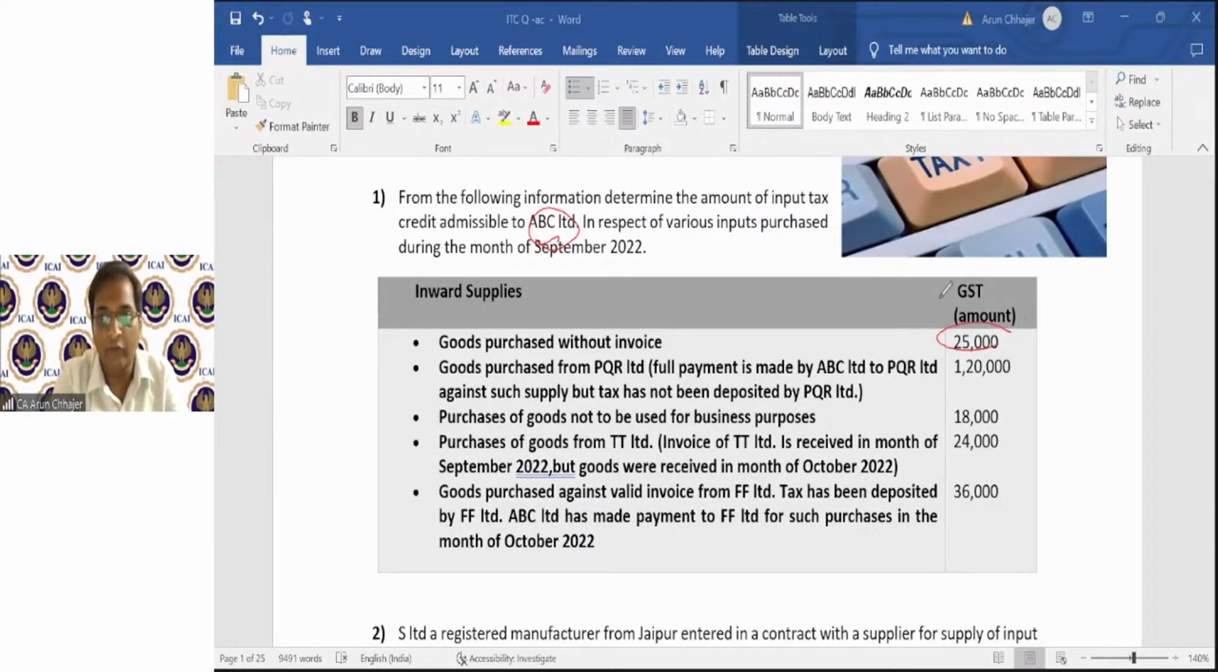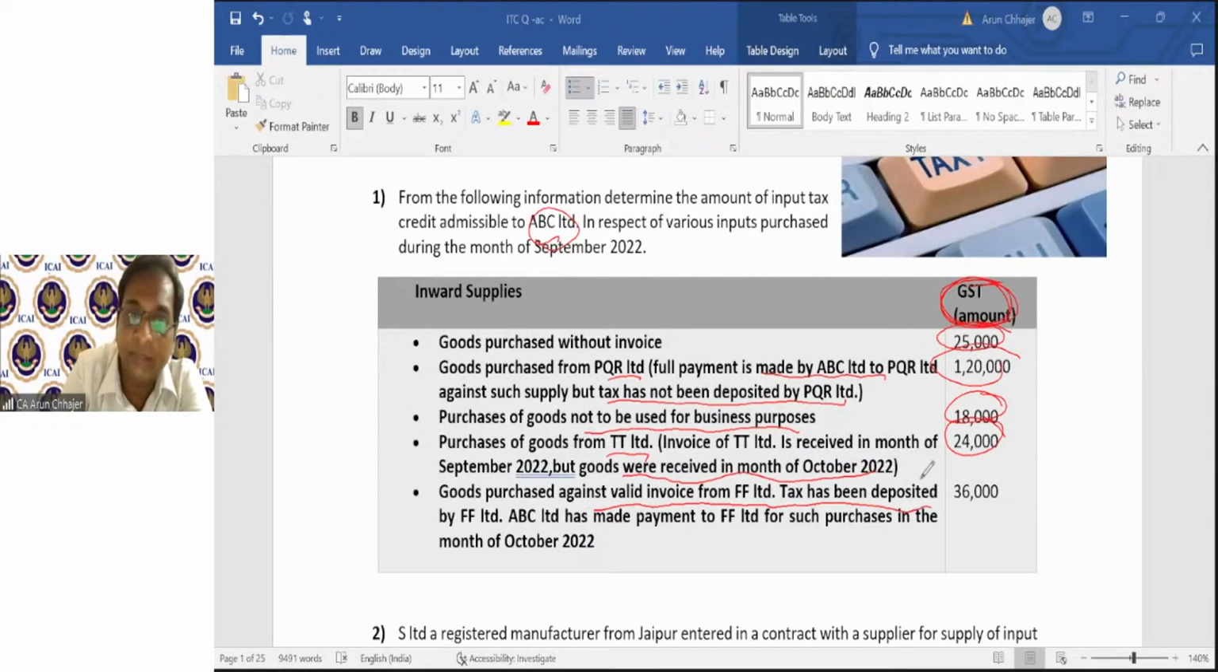Goods purchased without invoice. Goods purchased from PQR Limited. Full payment is made by ABC to PQR, but tax has not been deposited by PQR. 1,20,000. This is the GST amount. Please note that this is the GST amount. Purchase of the goods not to be used for business, 18,000. Purchase of the goods from TT Limited. Invoice of the TT is received in the month of the September, but the goods were received in the month of October, 24,000. And goods purchase valid invoice from FF Limited. Tax is not deposited by FF. ABC has made the payment to FF for such purchase in the month of October.